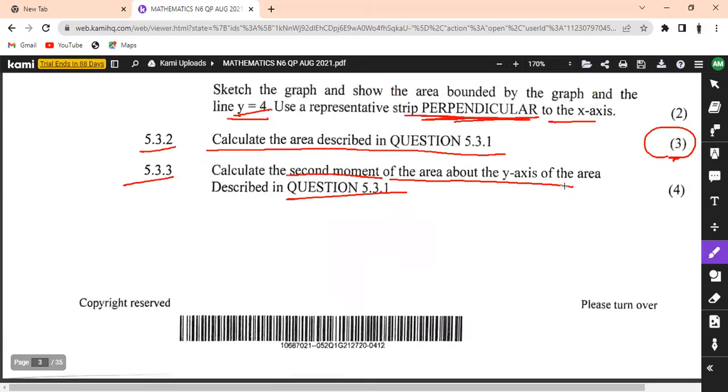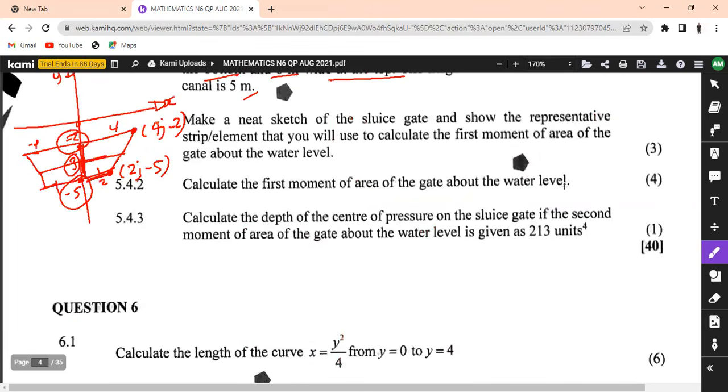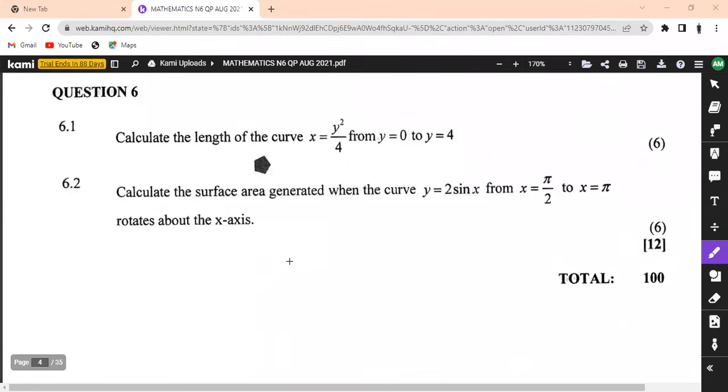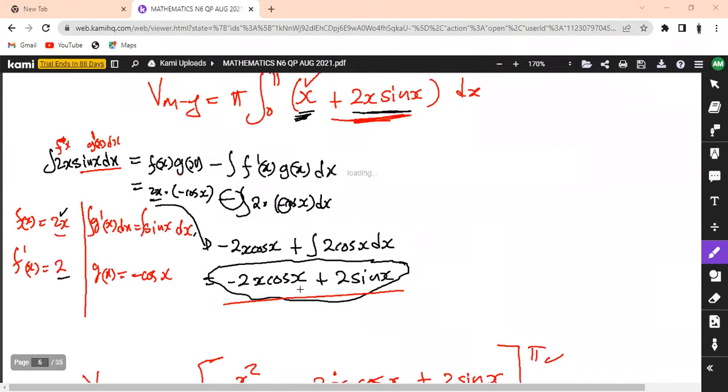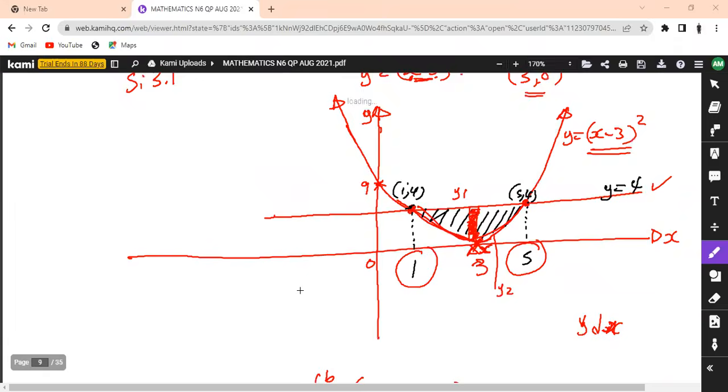Okay, so here now the question is to calculate the first. Here we're just asked to make a neat sketch of the area and so forth. Now we are asked, after that, in 5.22, to calculate the first moment of area of the gate about the water level. That is 5 marks for that. Let's see, guys, what we are going to have on the area there. In this case, we can just apply our formula. Let's just extend this part here.